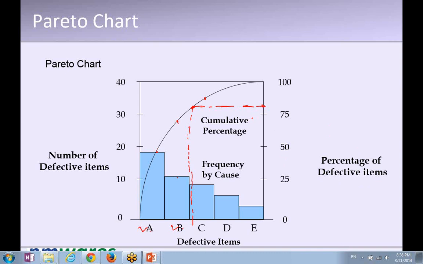So in a Pareto chart, the main objective is to find out the reasons for which we are facing maximum problems, and focus on those items to remove first.